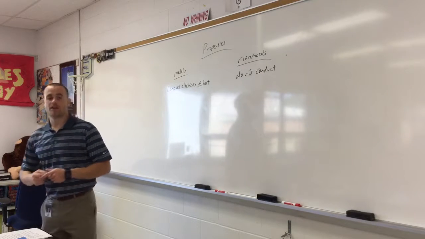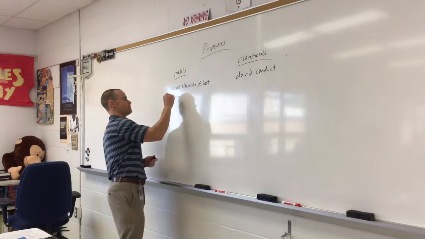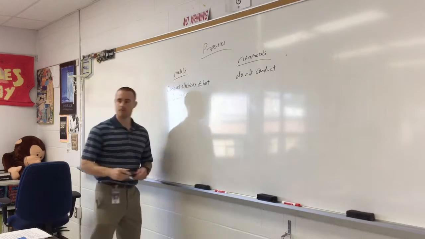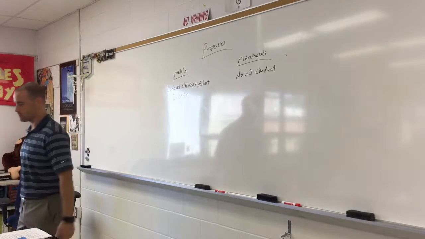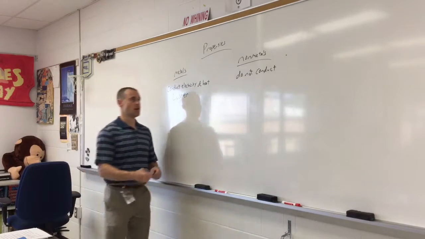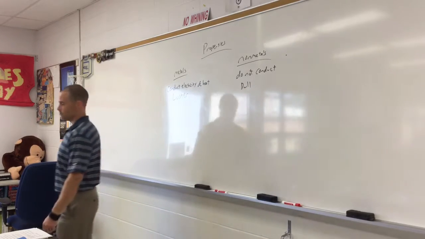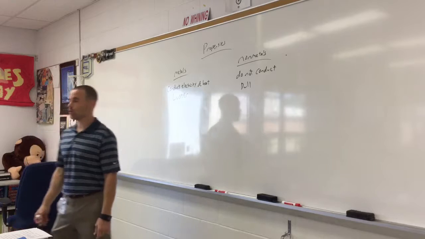I showed you that piece of copper yesterday. Shiny. Luster. Luster, you learned that in earth science. Luster means shiny, looks like a metal. Looks metallic. Guess what? Nonmetals are dull. They're not shiny. If you hit a metal with a hammer, what does it do?